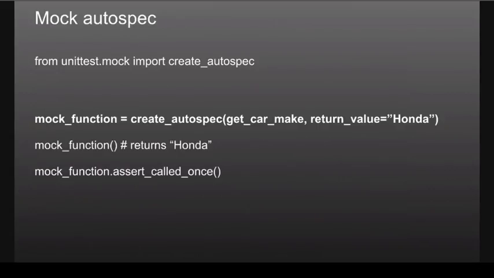So here's an example of how to fill in an autospec. You're basically giving autospec the name of a function, and you're setting an expected return value. And autospec will fill in all the expected attributes for that function or object. And we can assert that it's been called exactly once.